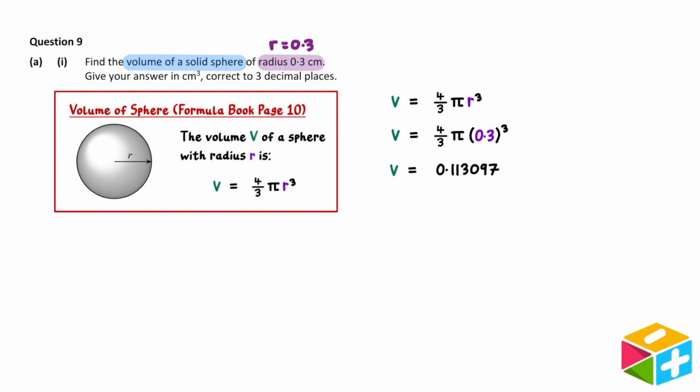Performing the calculation on the right-hand side gives us 0.113097. We need to give our answer in centimeters cubed correct to 3 decimal places. Rounding this off gives us our final answer that the volume V is 0.113 centimeters cubed.